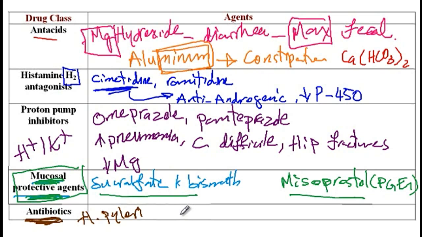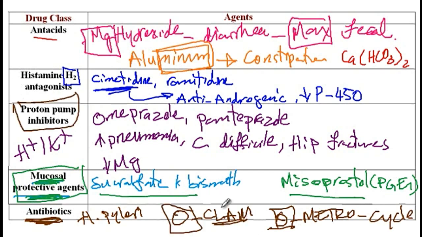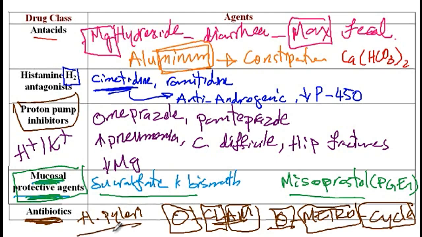And I just discussed that with you. The mnemonics that we have are O-CLAM and O-METROCYCLE. So O goes for omeprazole, which is a proton pump inhibitor, and then CLAM goes for clarithromycin and amoxicillin, or you can use metronidazole and tetracycline for eradication of Helicobacter pylori.